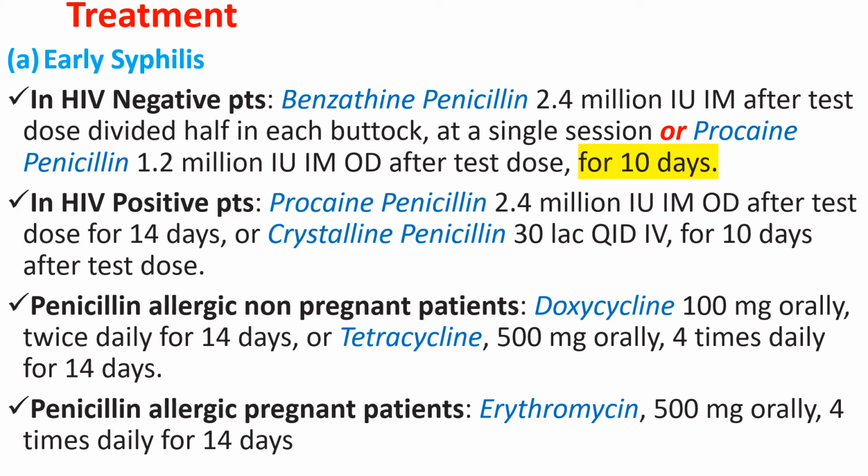Penicillin allergic non-pregnant patients, doxycycline or tetracycline 4 times daily for 2 weeks. Penicillin allergic pregnant women, erythromycin 4 times daily for 2 weeks.